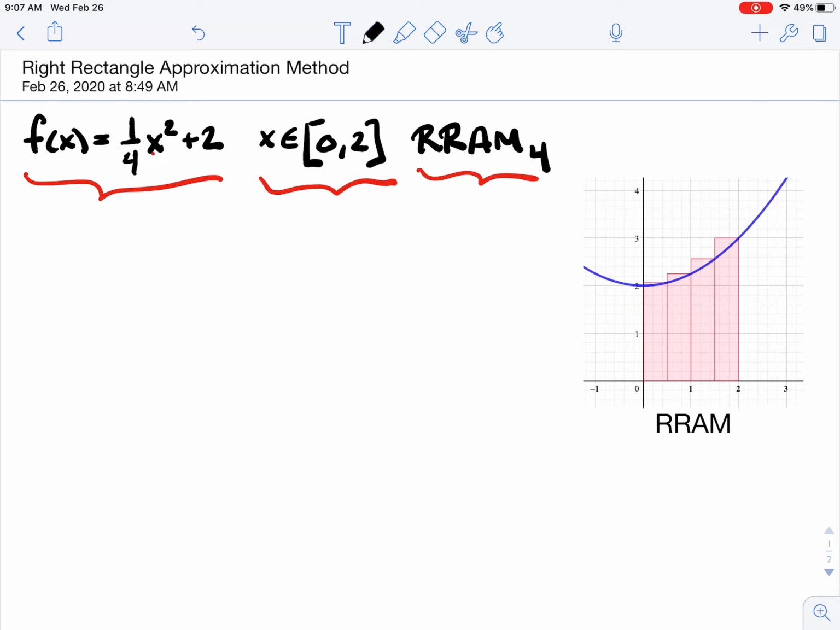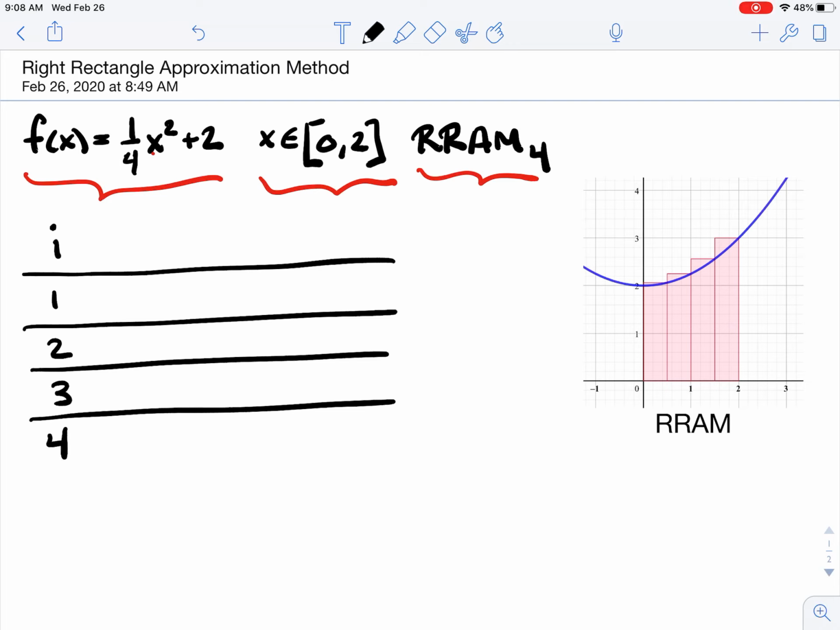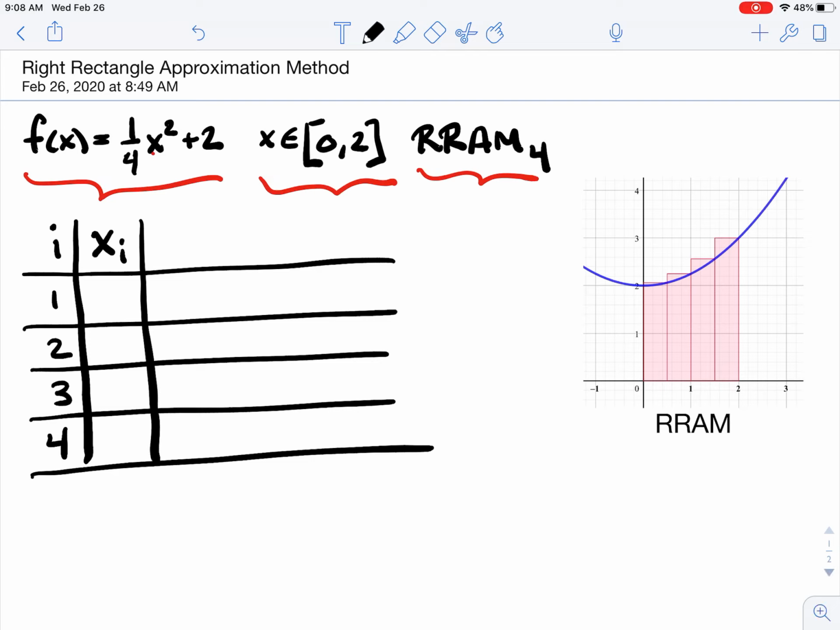So because we see that we're doing 4 rectangles, we can set up our table. We set up our I values, 1, 2, 3, and 4. That's for the 4 rectangles. Next, we want the x position of each of these rectangles. And because it's a right rectangle, we get the x position from the right-hand side. We want to find the width of each rectangle.